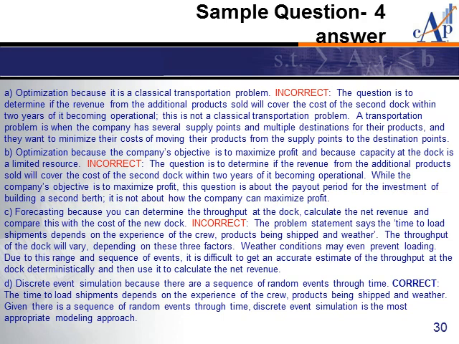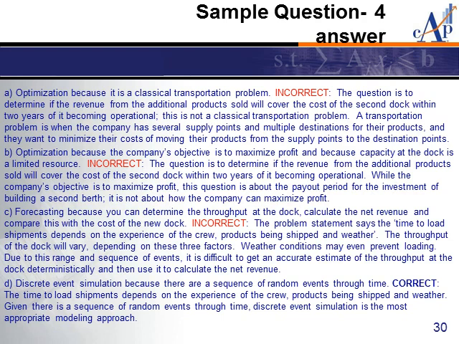B is wrong because of the claim that they want to maximize profit. However, the question is to determine if the revenue from the additional products sold will cover the cost of the second dock. They didn't explicitly say they want to maximize profit, which is a good assumption to make, I think. So this question is about the payout period for the investment of building a second dock. It is not about how the company can maximize profit. Once again, this connects with your client's need. What the client wants to do is to see whether they can pay this off in 2 years. They are not really asking for optimization of any kind.